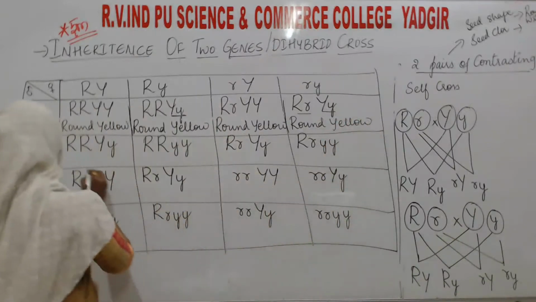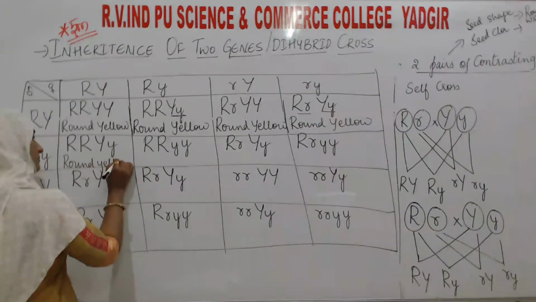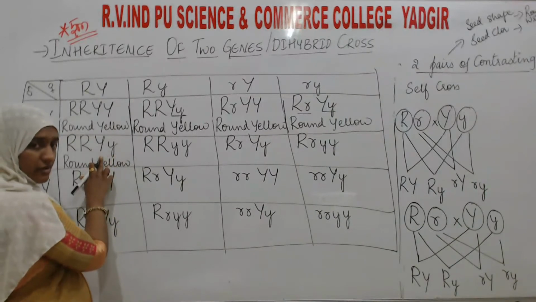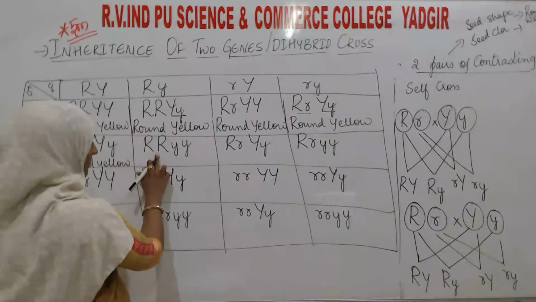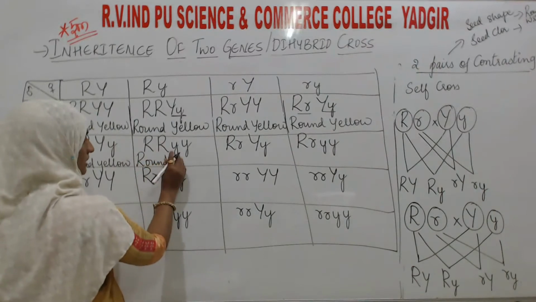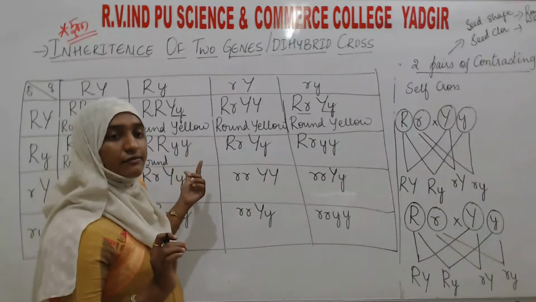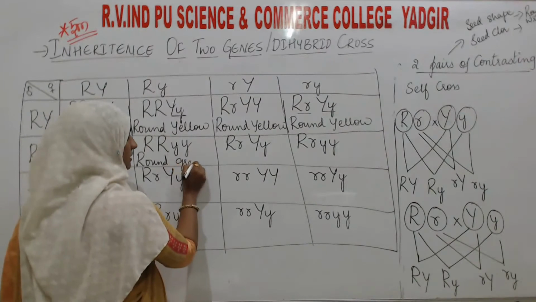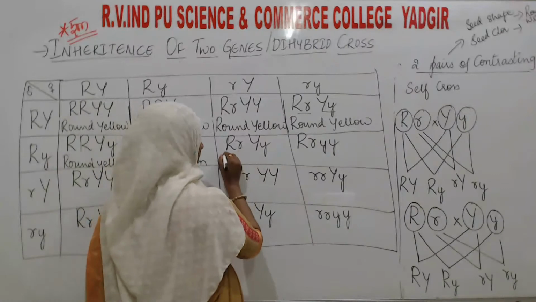The next, here you see, this also will become round yellow, because here they have given capital Y, small y. Capital Y is the dominant one. That's why you have to mention it as yellow. Capital R, small y, they both are dominant. It is round. But here they both are small y. They both are recessive. Then we have to mention which color it will be. It will become green. Round green. Okay. The next, round yellow.